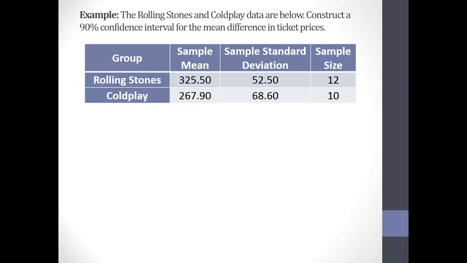So what we want to do is construct a 90% confidence interval for the average difference in ticket prices. We're not going to check conditions again, that would be redundant. The conditions are valid from the hypothesis test from before, so we don't need to write those out again. We're ready to jump right into our calculations.